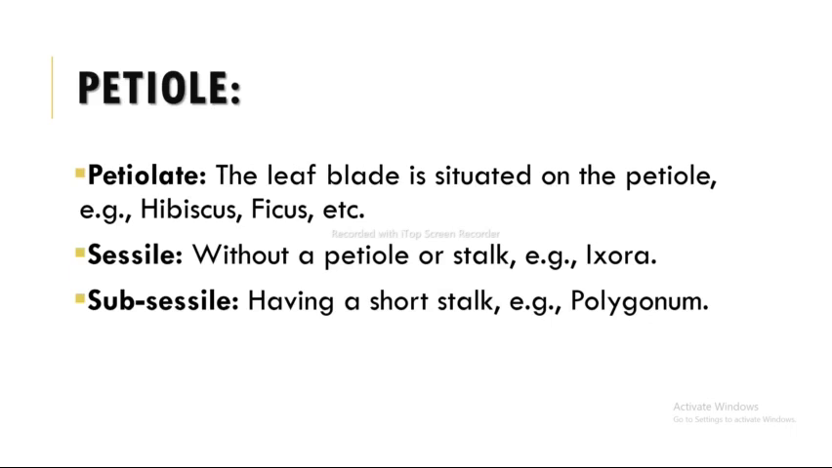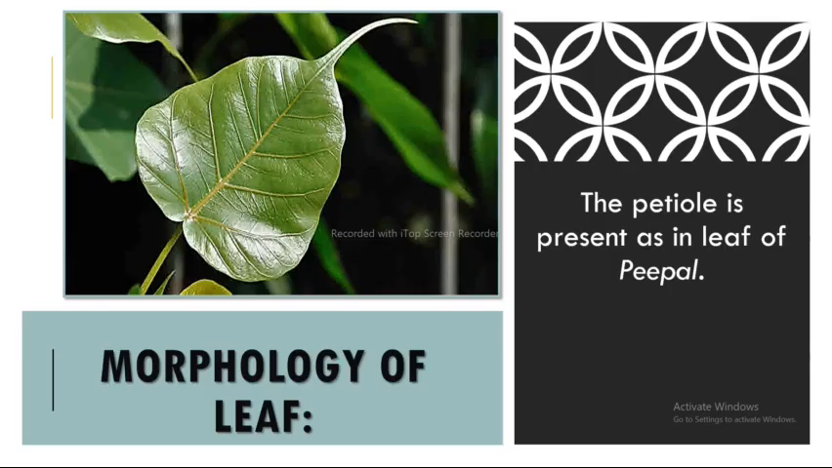Petiolate: the leaf blade is situated on the petiole. For example, hibiscus, ficus, etc. Next is the sessile, without a petiole or stalk. For example, in ixora. And the third one is the subsessile, having a short stalk. For example, in polygonum.